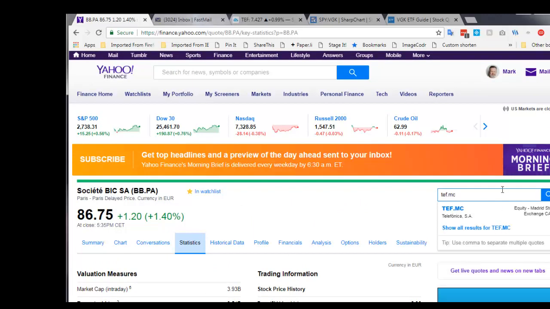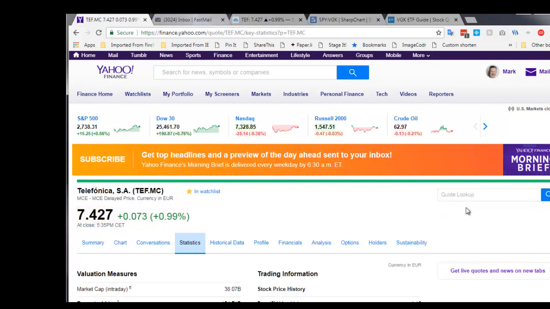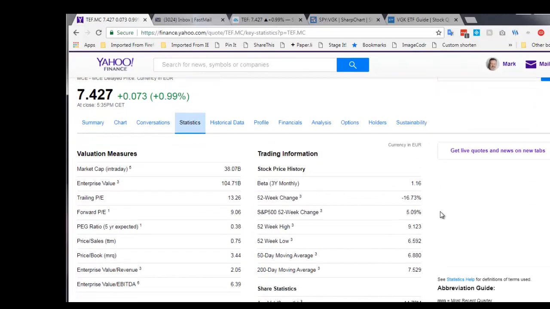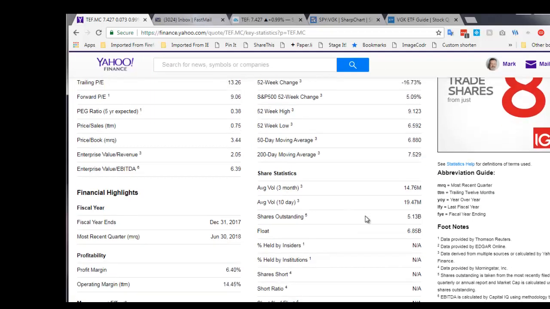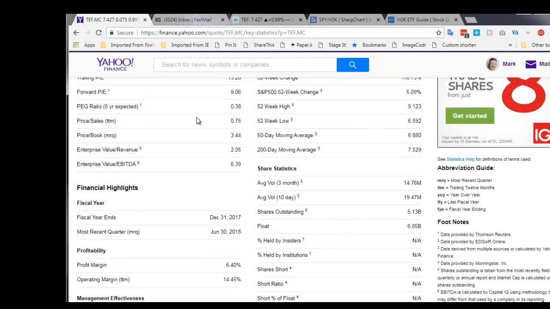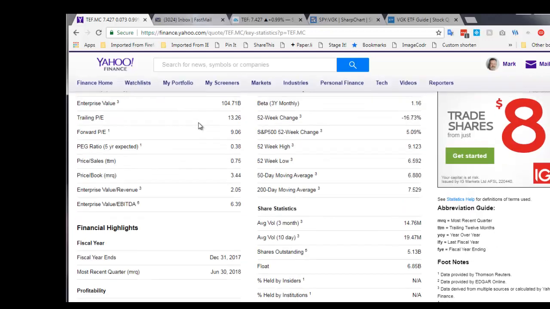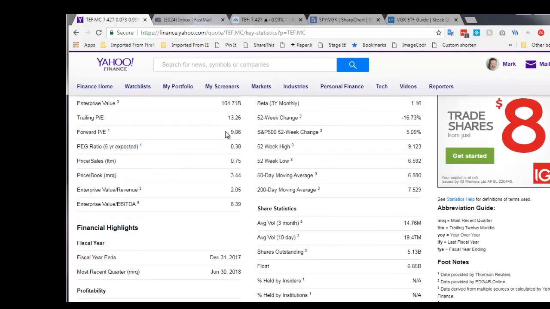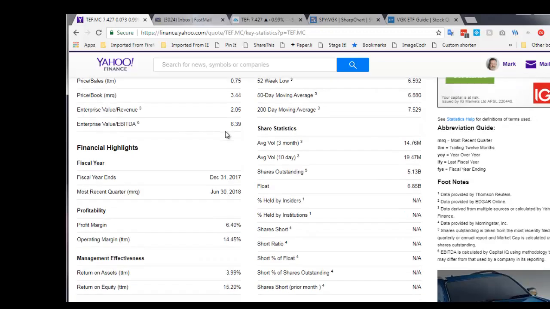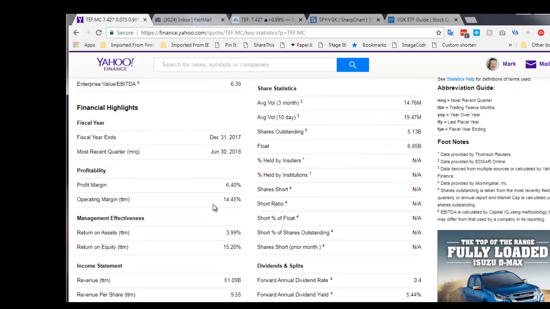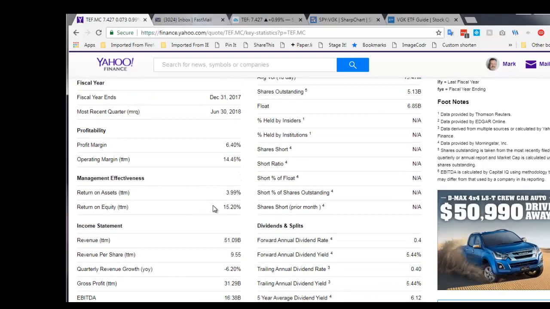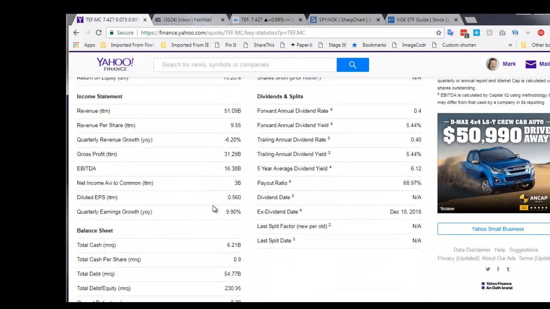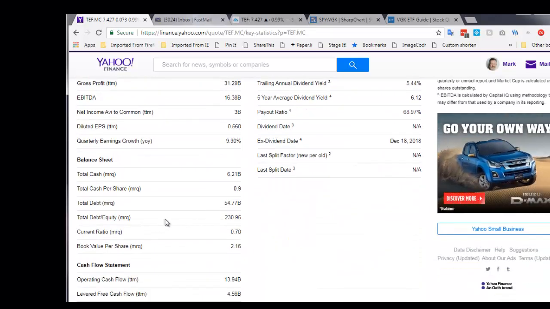We'll go and have a quick look at what Telefonica's statistics look like. Remember, we bought this on a price to sales ratio. Remember, the price earnings ratio was low. The forward PE was less than 10. Profit margin is 14%, so very similar margins to what BIC is operating at. Return on equity is 15%, very similar to what BIC was operating at. And the debt to equity, I'm fully expecting it to be appreciably different here.